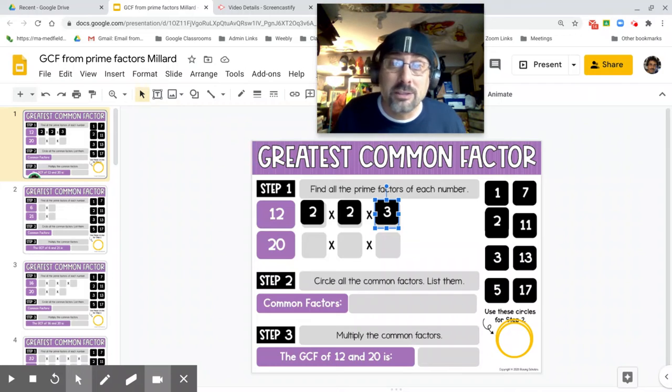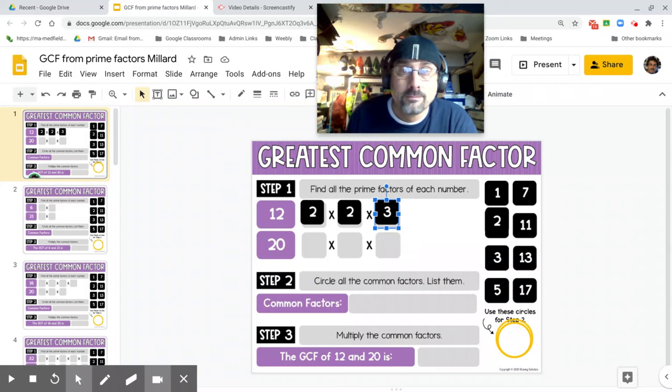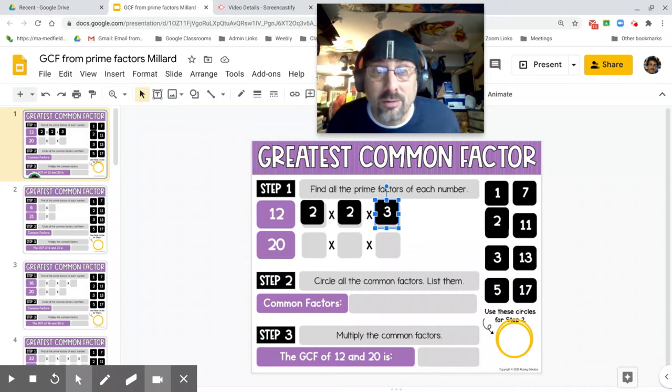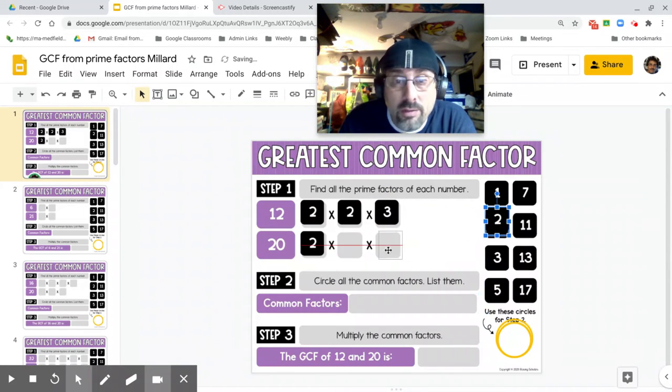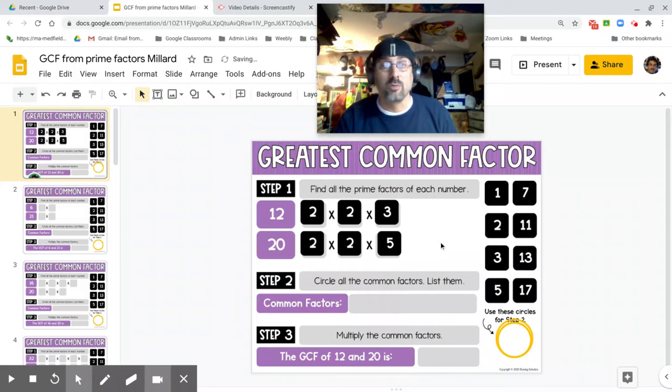Great. Now let's go find the prime factorization of 20. Let's go! Okay, so the prime factorization of 20, let's use the prime factors right over here. We're going to use those numbers and drag them over. So we're going to drag over a 2. We're going to drag over another 2. And we're going to drag over a 5 because 2 times 2 is 4 and 4 times 5 is 20.